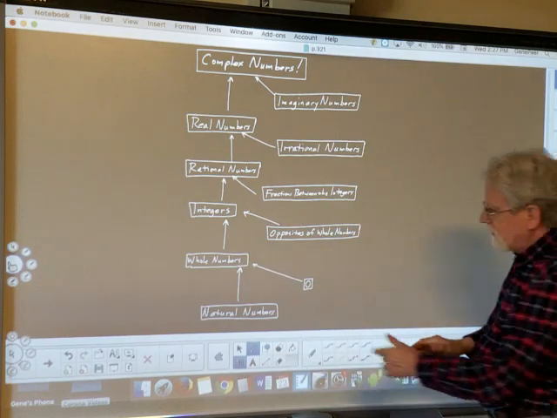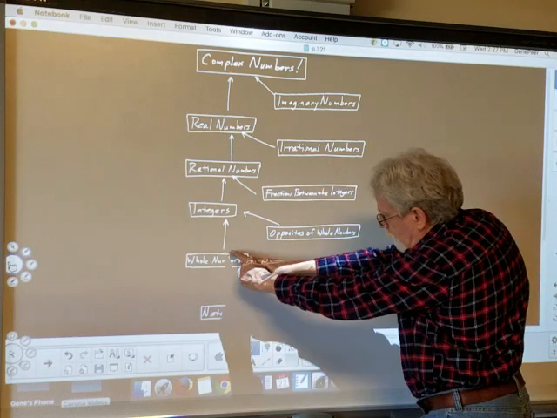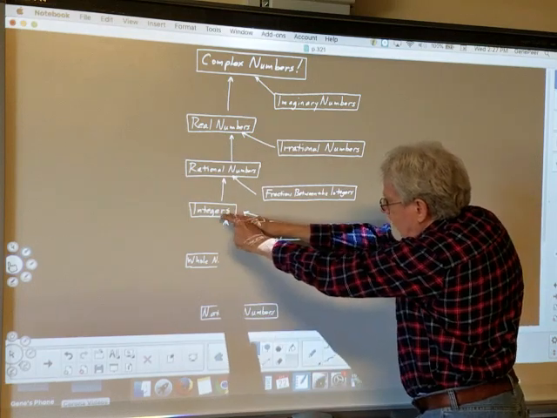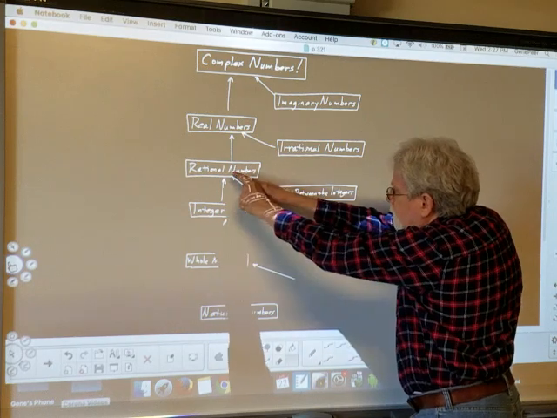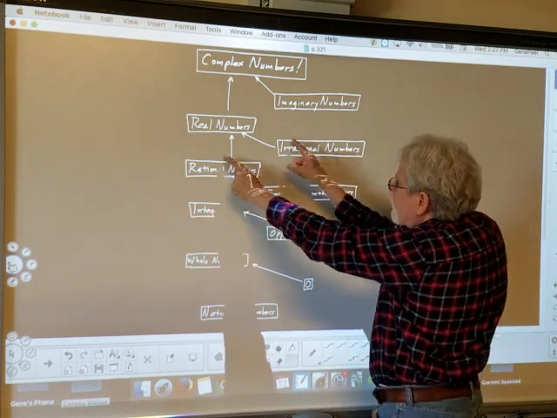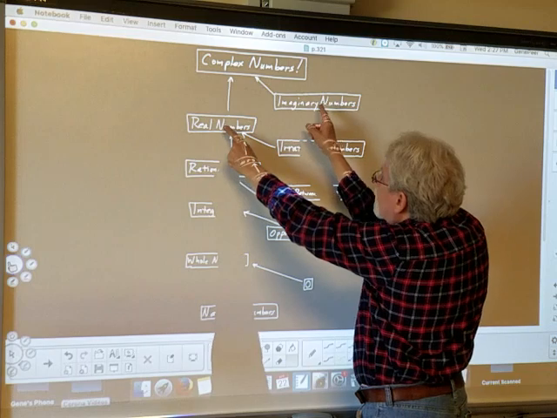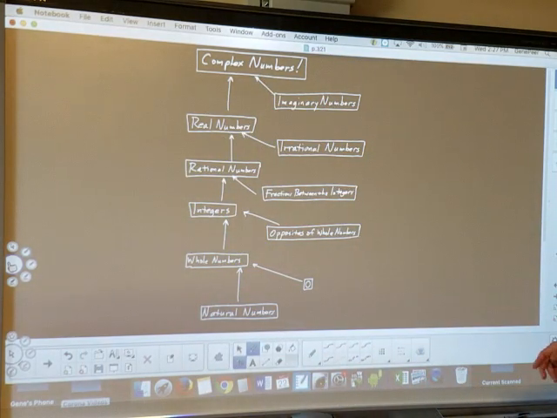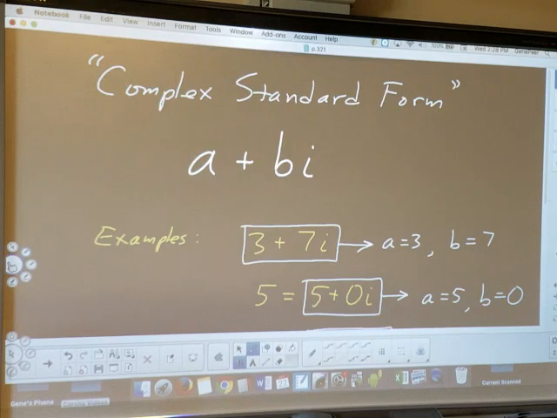It's kind of cool. Naturals plus 0 gives wholes. Wholes plus their opposites gives integers. Integers plus the fractions gives rationals. Rationals plus irrationals gives reals. Reals plus imaginaries gives complex. I like that. Isn't that nice? All right, we now move on.